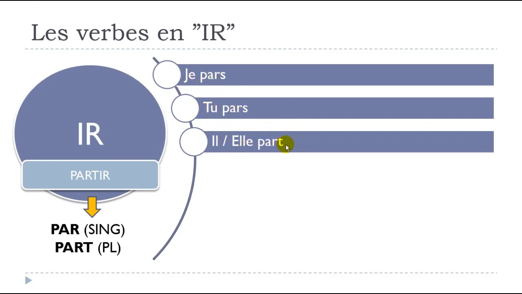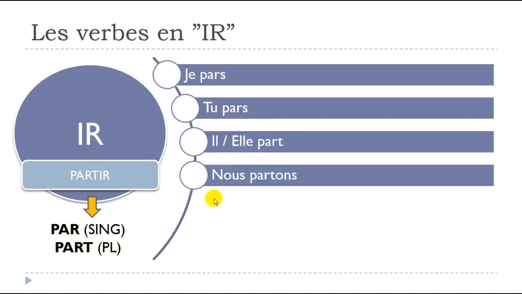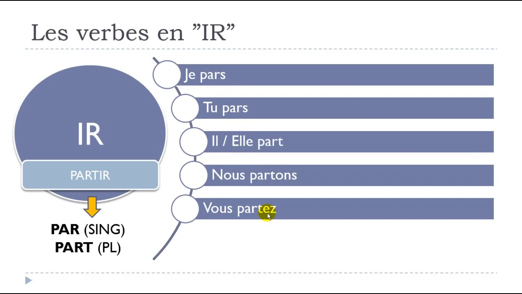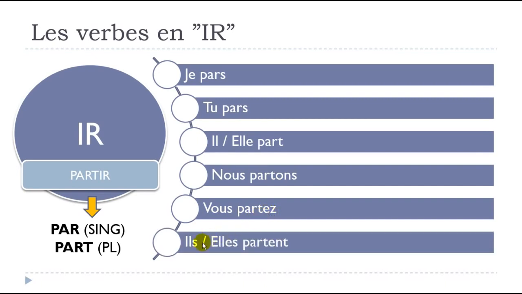The same form. And then, if you think about what we saw, here we should have this first part, and then the endings after. That's the reason why we will get nous partons. You get this P-A-R-T, and then we put the ending O-N-S, the classic one. Vous partez, same way, and then obviously we'll have ils partent, elles partent. So the first part P-A-R-T, and then the ending E-N-T.